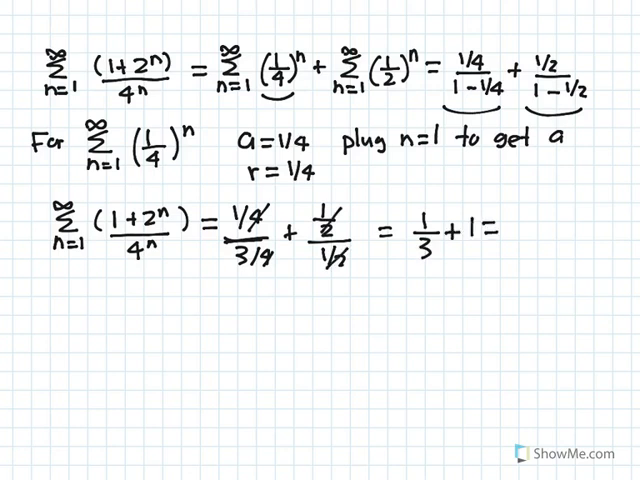1/3 plus 1. That's 1/3 plus 3/3, that's 4/3. So the given series, which is a sum of two convergent geometric series, converges with a sum equal to 4/3. So we can write, for n equals 1 to infinity, this infinite series converges and has the sum. The sum of this infinite series is 4/3.